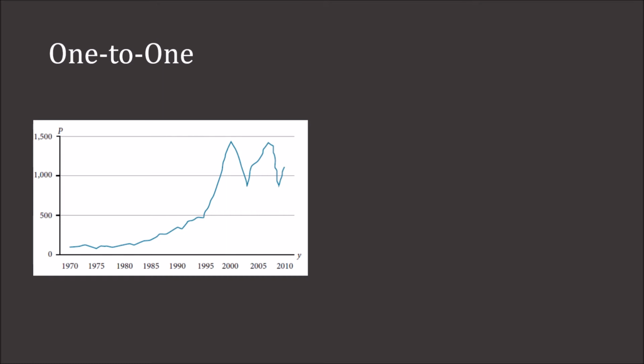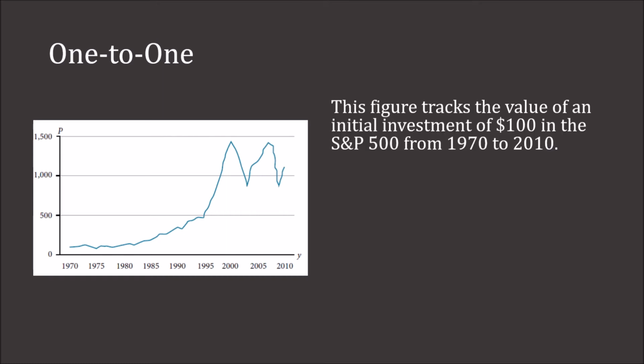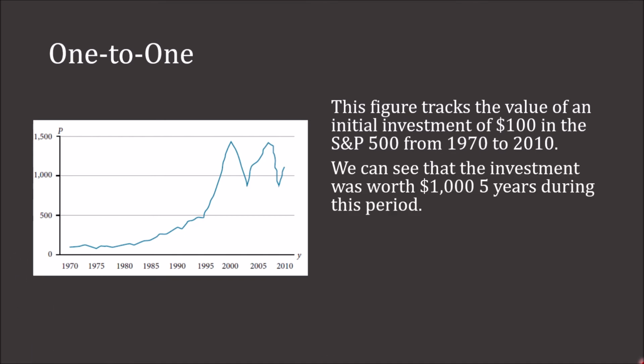So let's take a look at this graph. This figure tracks the value of an initial investment of $100 in the S&P 500 from 1970 to 2010. Now we can see that the investment was worth $1,000 5 times during this period. Right, so here's 1,000. So let's just trace. There's once.